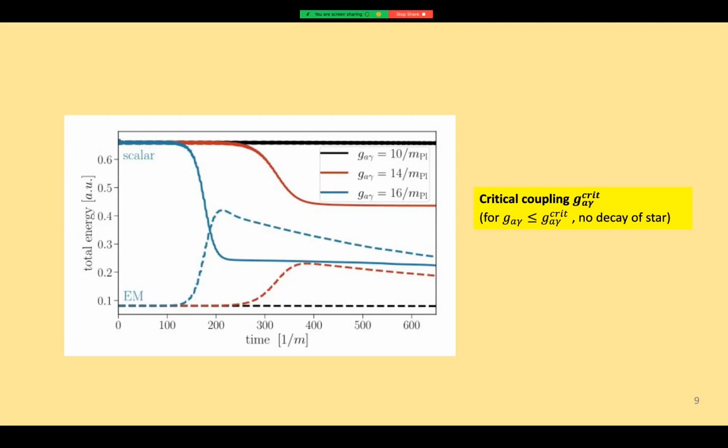Now, this is all well for the blue line, so for coupling 16 and for coupling 14. As you can see, when the coupling becomes smaller, it takes more time for this process to start, but also the process takes longer and doesn't extract as much energy from a star, which makes sense because a stronger coupling means that the interaction is weaker.